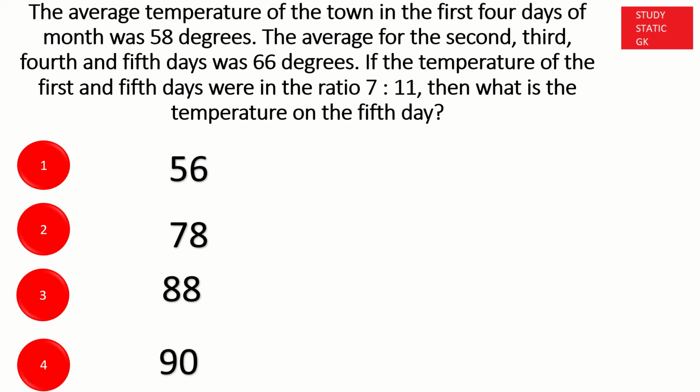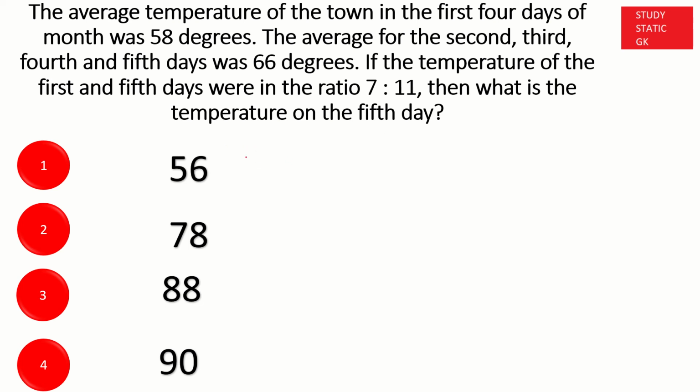The average for the second, third, fourth, and fifth days was 66 degrees. If the temperature of the first and fifth days were in the ratio of 7:11, then what is the temperature on the fifth day? Okay, right?